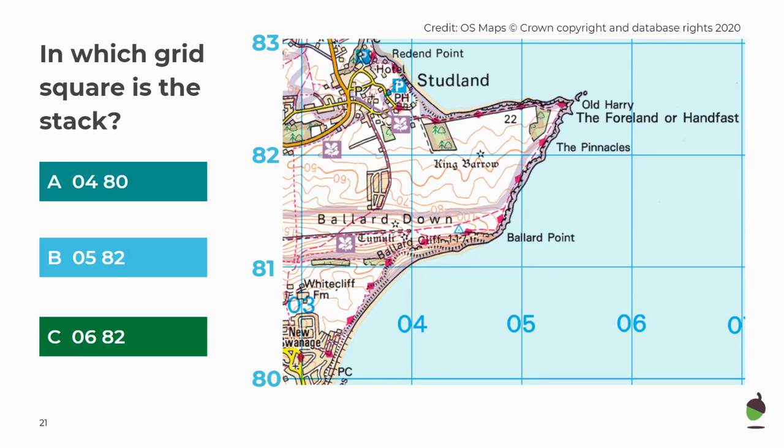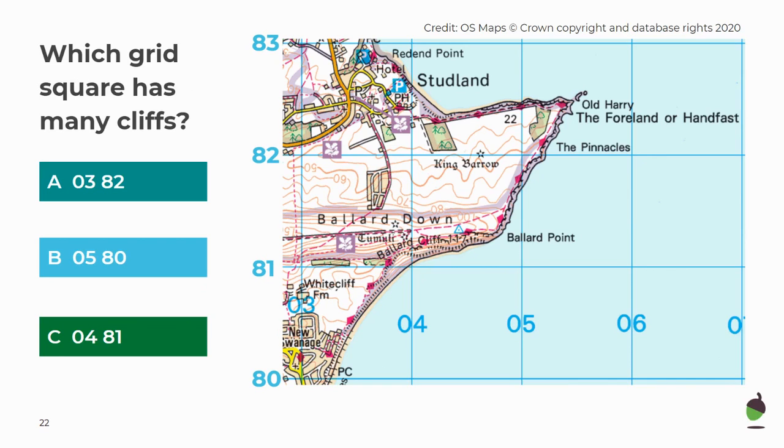The answer was, let's have a look at Old Harry. We're going along the corridor, 04, 05, up the stairs to 81 to 82. So the answer is 05, 82. How did you do?